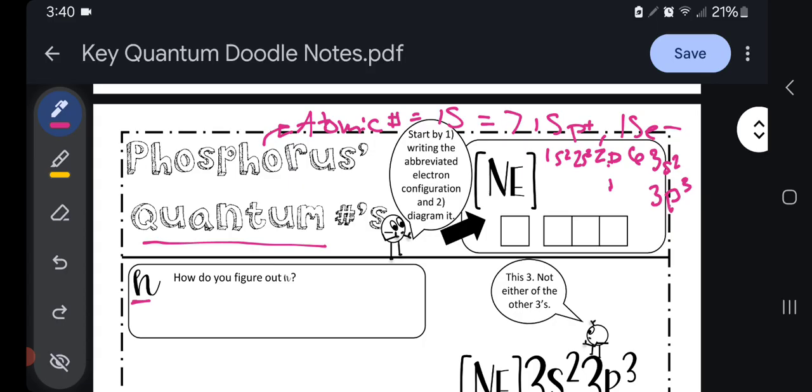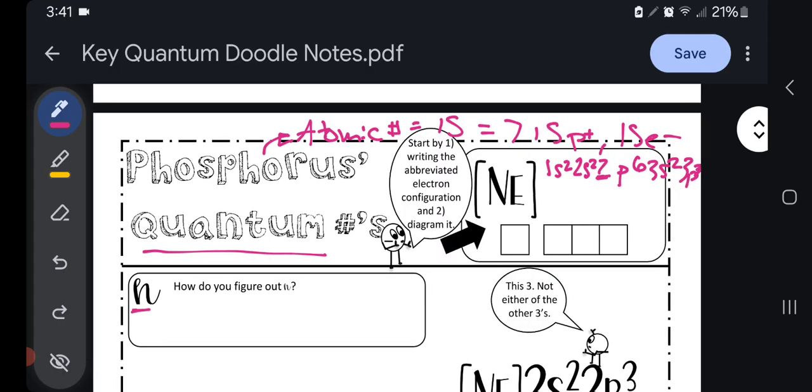I'm going to rewrite that so it looks prettier here. Again, 1s2, 2s2, 2p6, 3s2, 3p3. A little prettier, not that much.